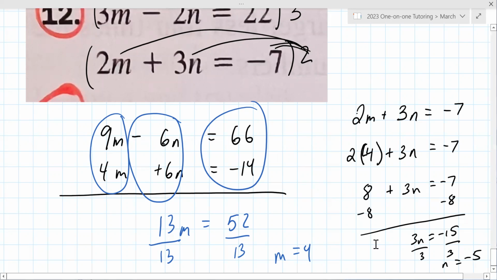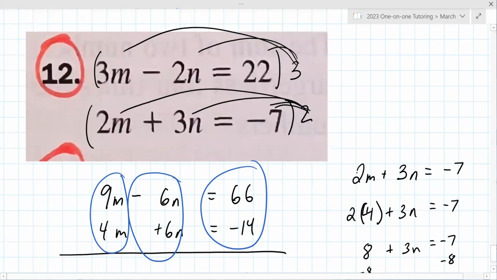So there's more to this. You can check your answers in both equations and they should work. You could have decided to eliminate for the other variables. There's actually a lot of possibilities here. So you may see it differently in class. Just know that there's multiple ways to do these problems, right?